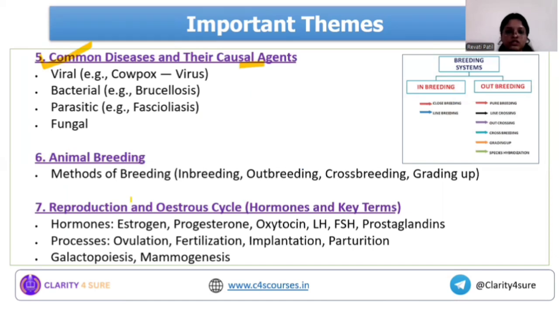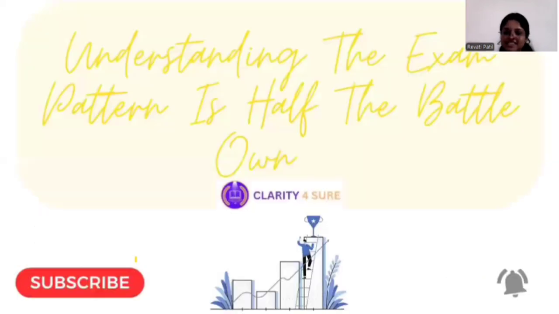Next, animal breeding. There are different methods of animal breeding. At least you need to have a conceptual understanding of what is different between these breeding methods. And the next is reproduction and estrous cycle. So just have at least brief knowledge about different hormones, which particular part of the body is producing that hormone, and the role of that hormone. So yes, we just cover this topic in one liners. And there are different processes like galactopoiesis and mammogenesis. There is no need to go into much depth, but at least have a one liner understanding of what these terms are talking about. So yes, this is it.